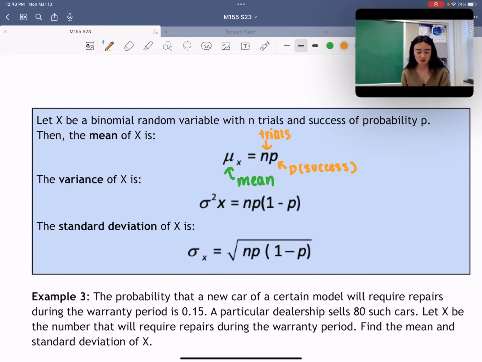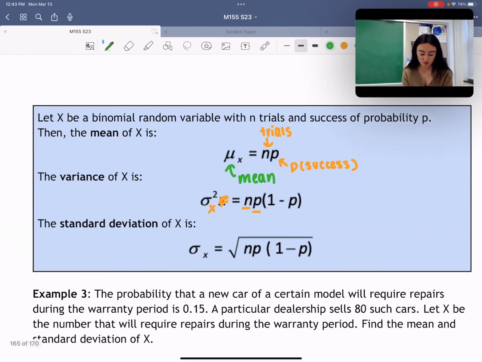To find the variance, which has the symbol sigma squared with an x on the bottom, you multiply the trials times the probability of success by 1 minus the probability of success, which, remember, is actually the probability of failure. And remember, to go from the variance to the standard deviation, all you have to do is take the square root of the variance. So this formula looks really long, but it's actually just the square root of the variance.